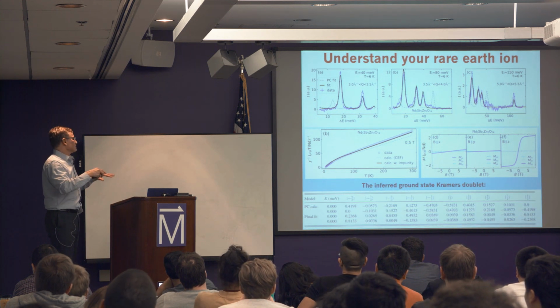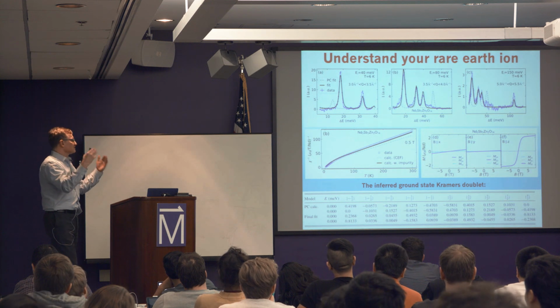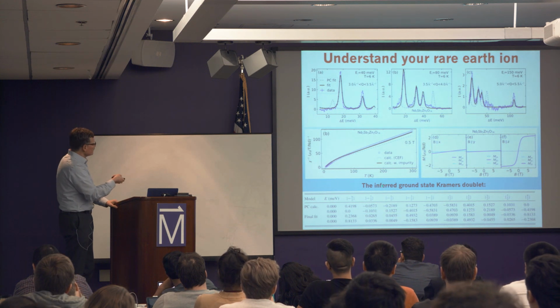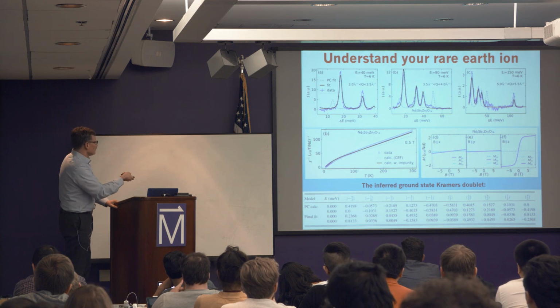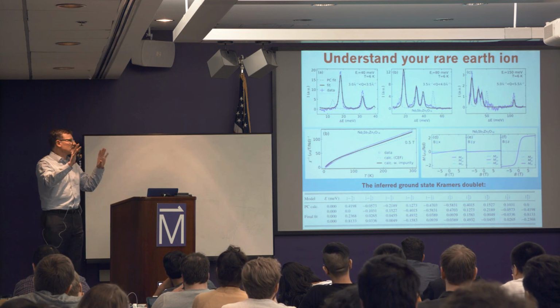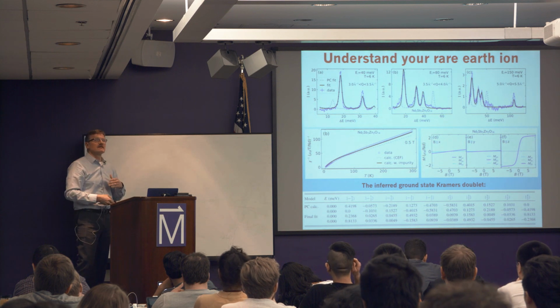And then you can also determine the eigenvectors of the system. And here's, for example, the inferred ground state Kramers doublet. The final fit has all of these parameters. So we really can know what the ground state wave function looks like for the individual ion.